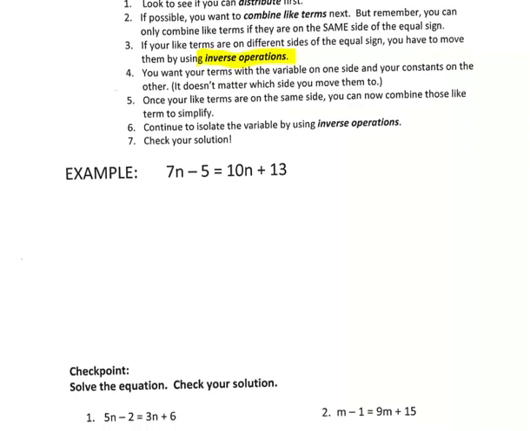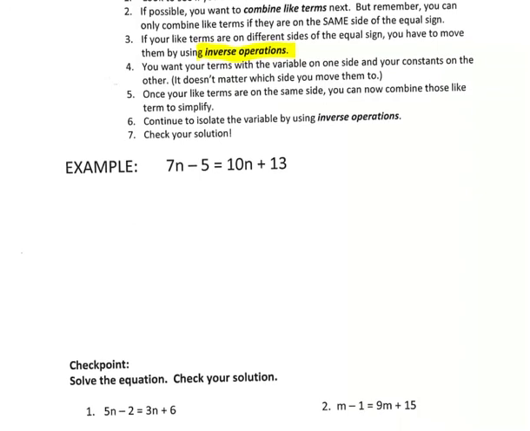We have 7n minus 5 equals 10n plus 13. I'm looking at that left-hand side of my equation, nothing to simplify, not like terms. My right-hand side, same thing, not like terms. So we have no distributing and combining here. We are just going to jump into getting those variables on the same side of the equation.